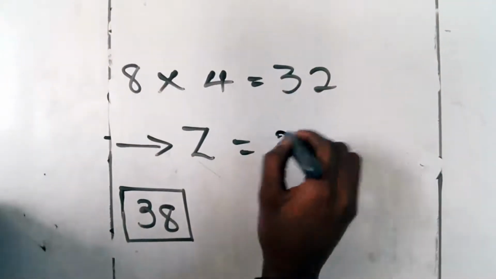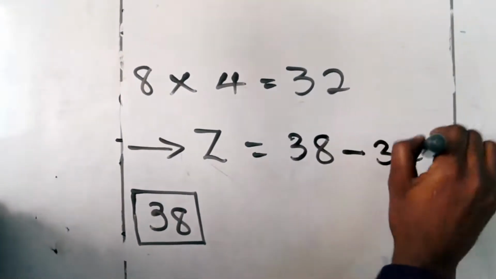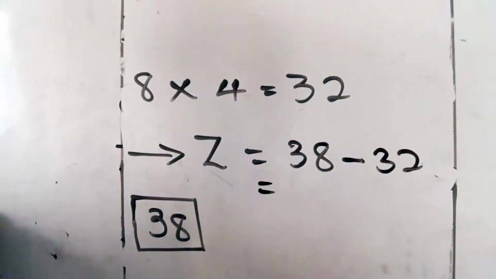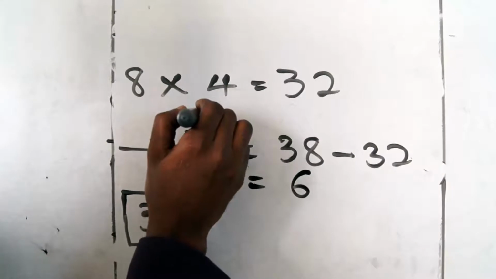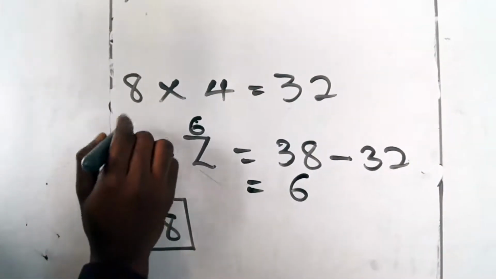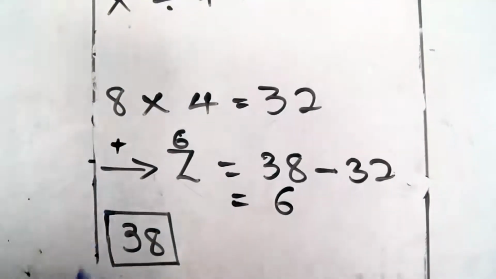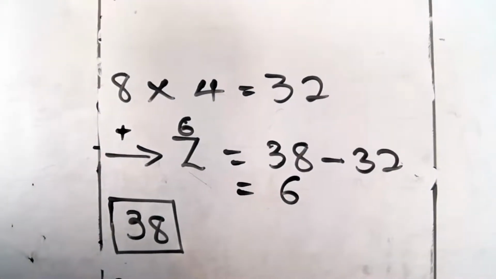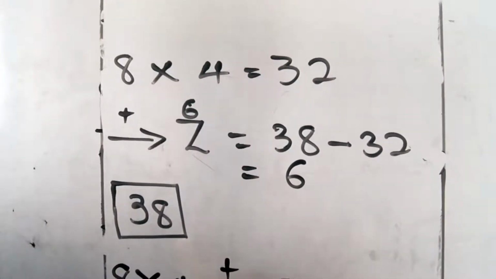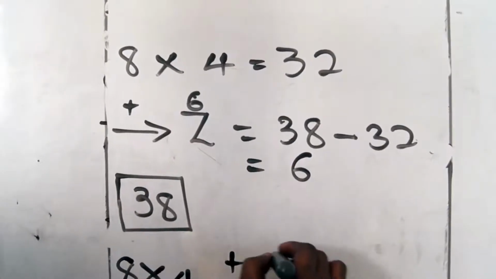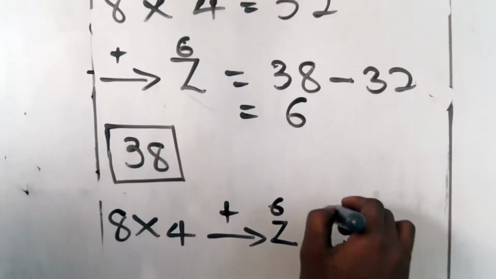Your 38 minus your 32, which will give you what? 6. So in other words, this Z is 6. And then this arrow means what? Plus. So when we want to write it, we can say 8 multiplied by 4, your arrow here plus Z, which is 6, is equal to 38.